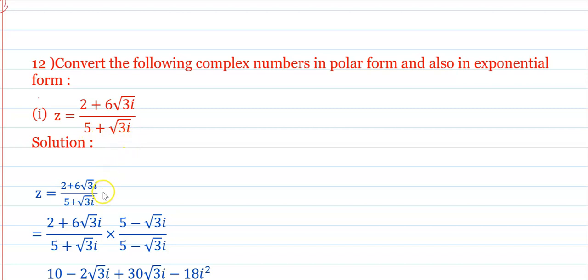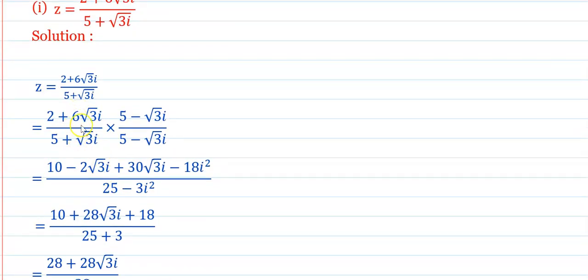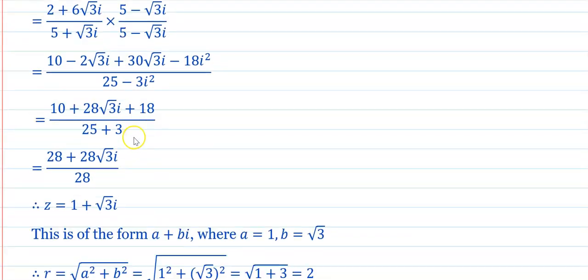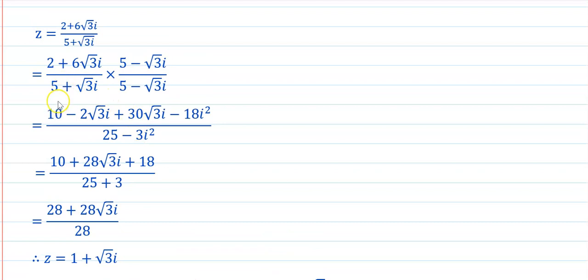Okay, now this is the z. Now multiply the numerator and the denominator by the conjugate of 5 plus root 3 i, that is 5 minus root 3 i, to the numerator and the denominator. Okay, now their multiplication. Therefore, (2 plus 6 root 3 i) into (5 minus root 3 i). What about the denominator? (5 plus root 3 i) into (5 minus root 3 i).